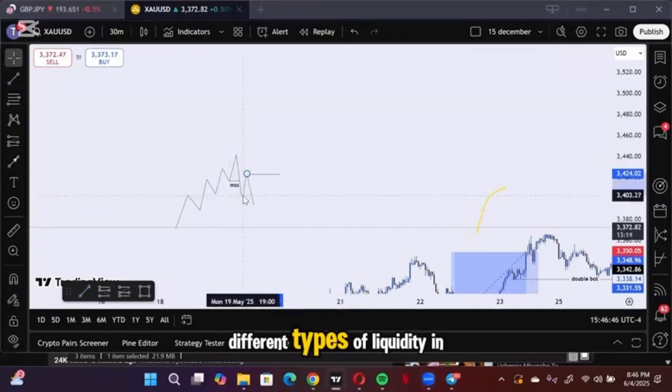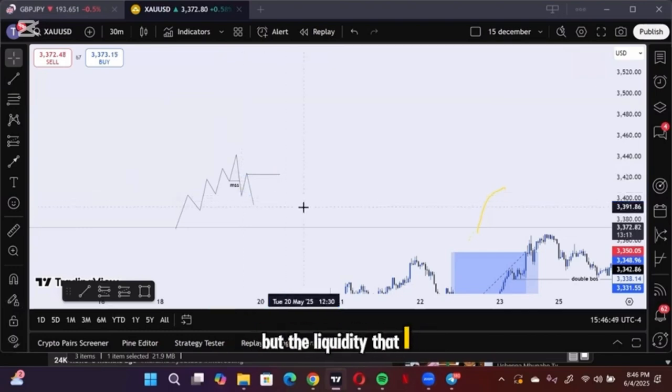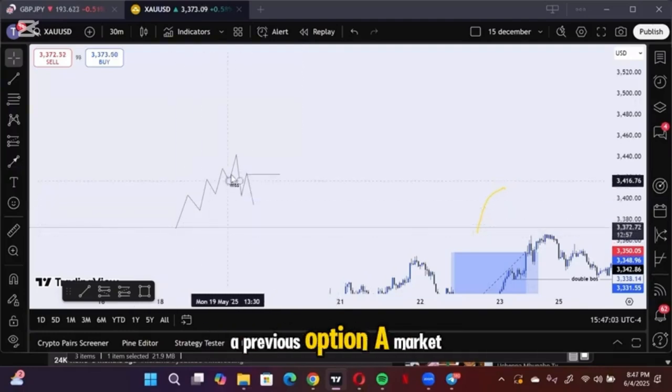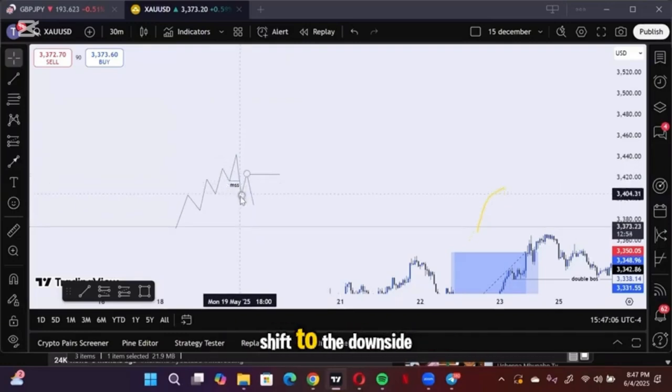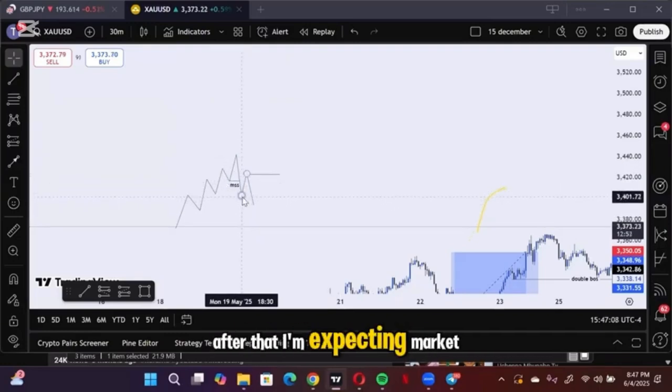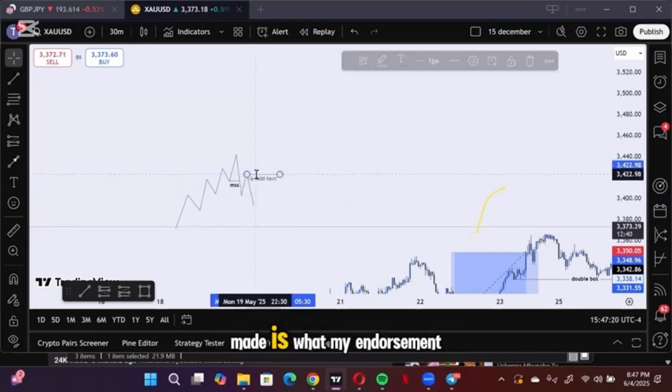Like I said, there are different types of liquidity in the market, but the liquidity that I pay attention to for picking entries is the inducement liquidity. The inducement liquidity is the first pullback that market makes after a market structure shift or the double break of structure. So now, if you have a previous uptrend and market gives you a market structure shift to the downside, after that, I'm expecting market to make some sort of retracement. If it was a structure shift to the downside, it will make a retracement to the upside before it continues pushing back down. That candle, that retracement that market just made is what my inducement is.